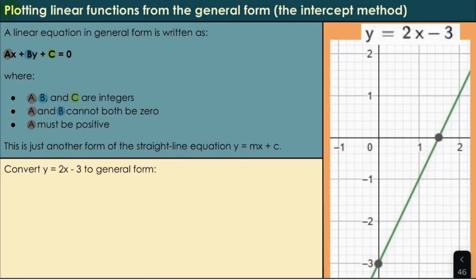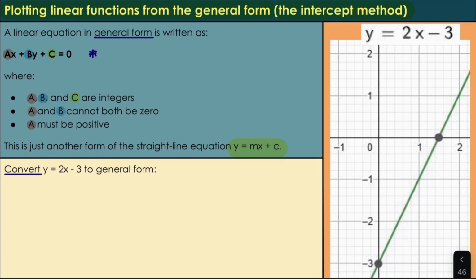Today we'll learn how to plot linear functions from the general form using the intercept method. Our general form equation can be written as ax plus by plus c equals 0, where a, b, and c are integers. That means whole numbers that can be positive or negative. A and b cannot both be 0, and a must be positive. The general form is just another form of the straight line equation y equals mx plus c.